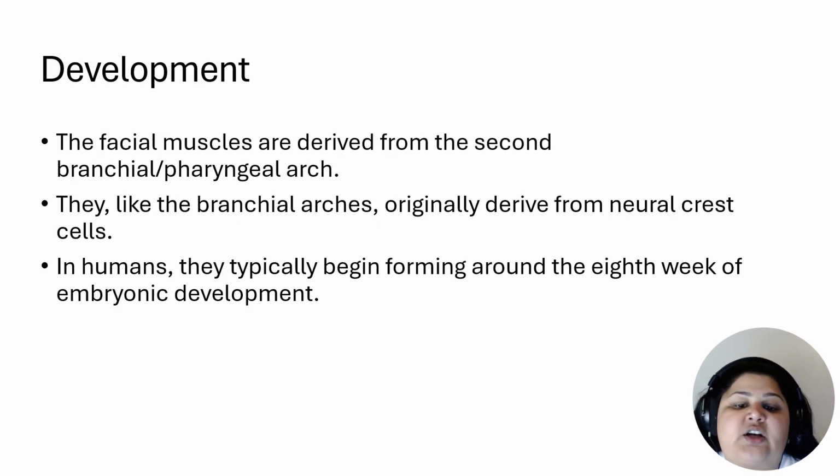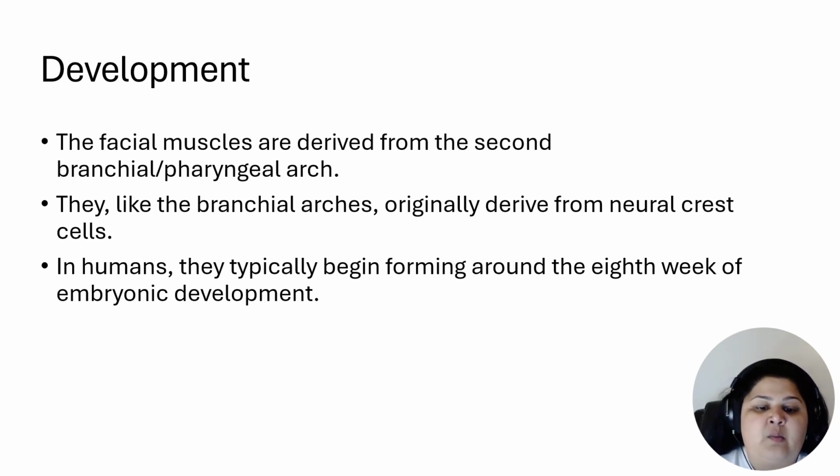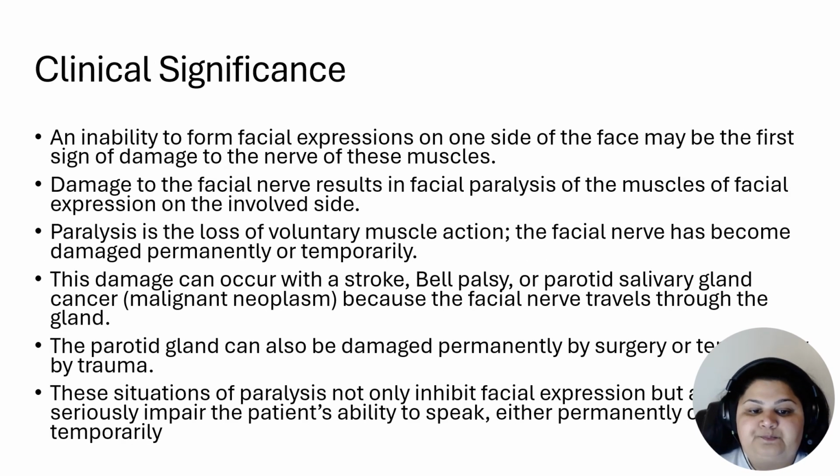The facial muscles are derived from the second branchial pharyngeal arch. They, like the branchial arches, originally derived from neural crest cells. In humans, they typically begin forming around the 8th week of embryonic development. So when you're in the mother's womb in your 8th week, you start developing the facial muscles.